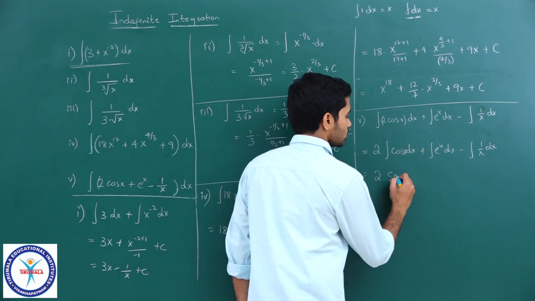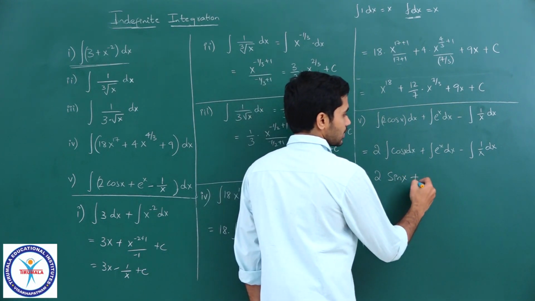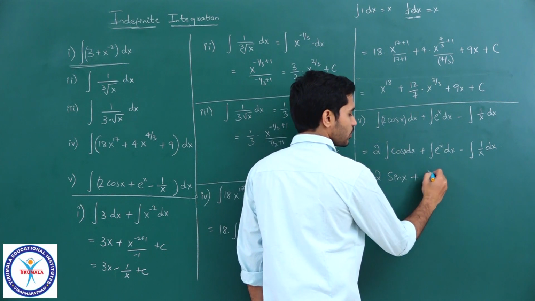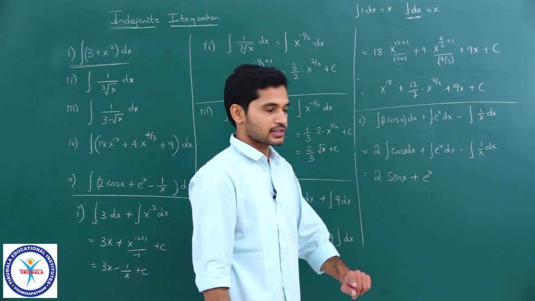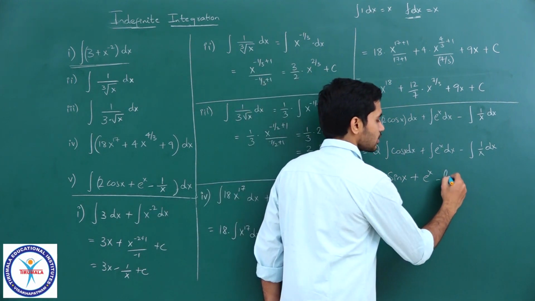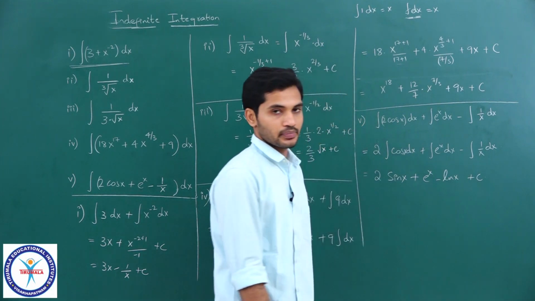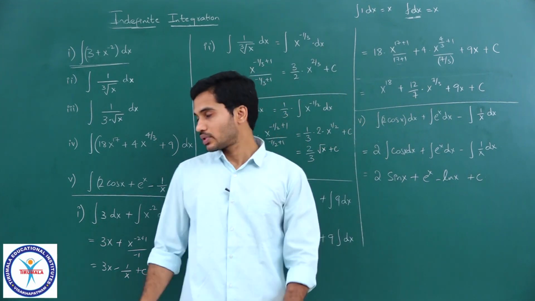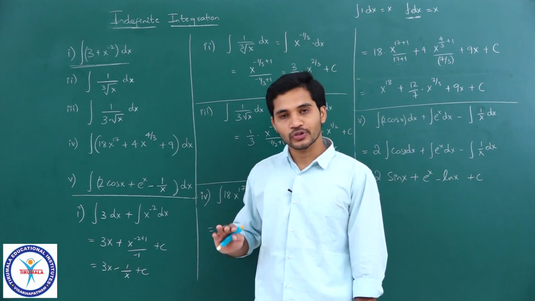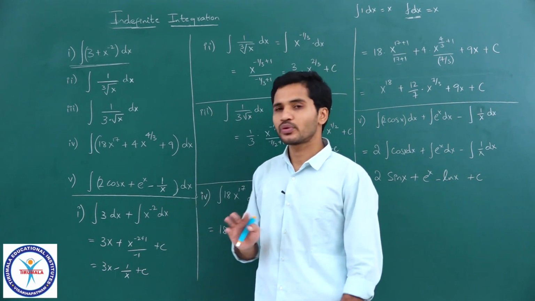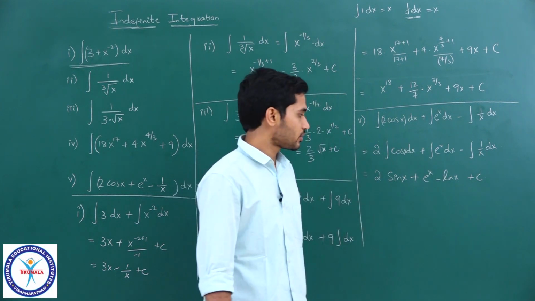So, sin x, right, plus integral of e power x is e power x only, and integral of 1 by x is ln x, right. So, minus ln x, and finally, you can add a constant c, right. So, do not worry about what I have written here earlier. You can't integrate ln x as of now, do not worry about that. So, this would be the final answer, right.